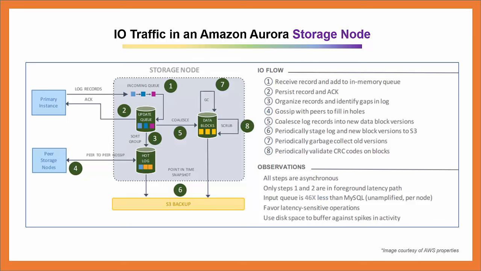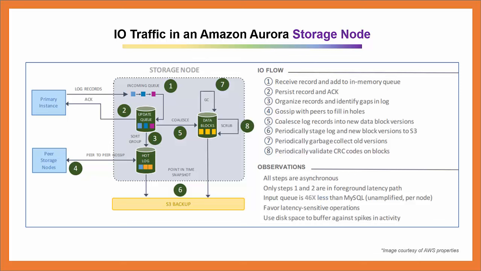The primary instance is going to send log records to the storage node. The storage node is going to put that into an in-memory queue. Notice the words incoming queue of different colored squares by the green encircled number 1. Then it's going to pull off that queue and persist that data and write it to disk. At that point, the data is durable on the storage node and it would acknowledge back. Notice the acronym ACK near the green encircled number 2 to the primary instance.